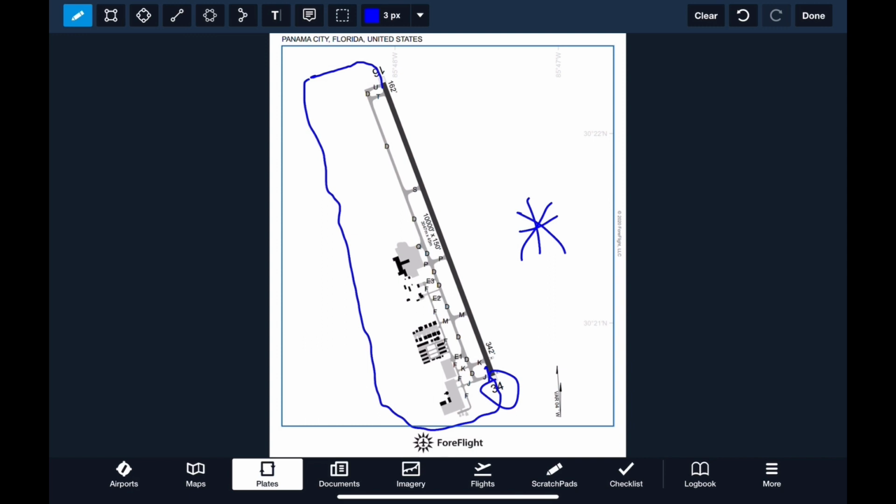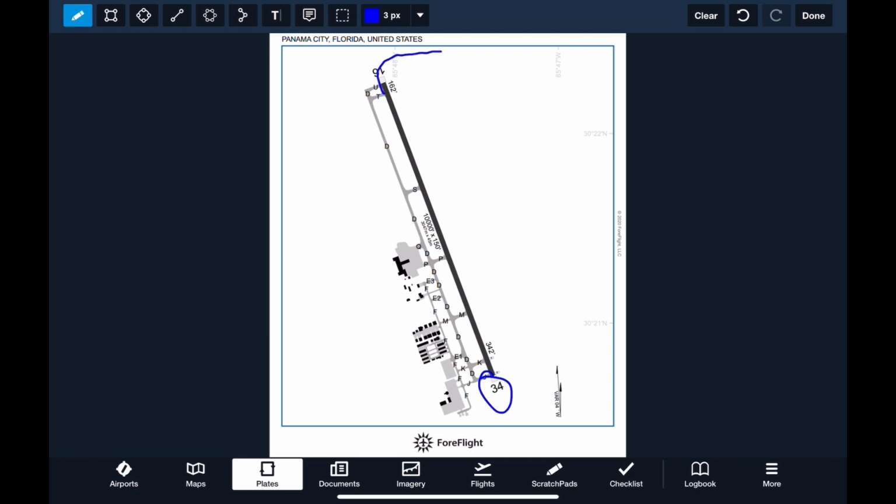And it's the same way with right-hand traffic. If it's a right crosswind, they're simply going to be turning to the right once they exit the upwind leg instead of left. And then they're going to enter right-hand traffic patterns. So they're going to be on a right downwind, right base, and then right final for runway 34.